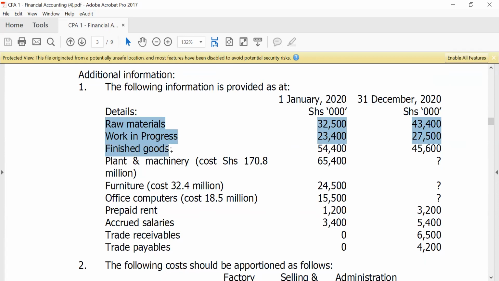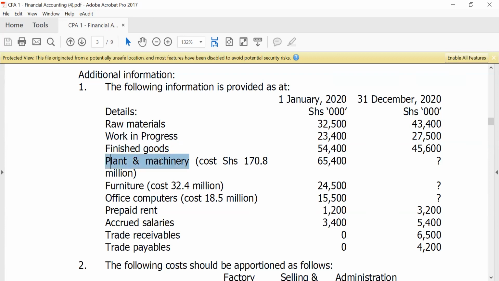We have the raw materials, we have the work in progress, and then we have the finished goods. Now, the raw materials, of course, are not usually our normal purchases. Work in progress, at the end of the year, are not yet finished goods. There may be a step or two remaining for them to become finished goods, but we also consider them as inventory. Finished goods are the ones that are ready. They have reached the final stage of production, so they are basically ready.